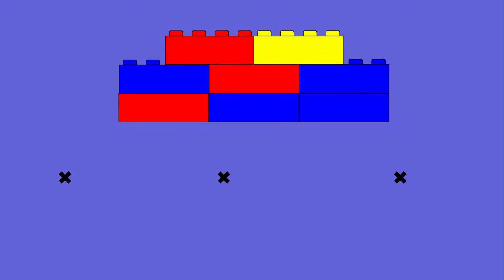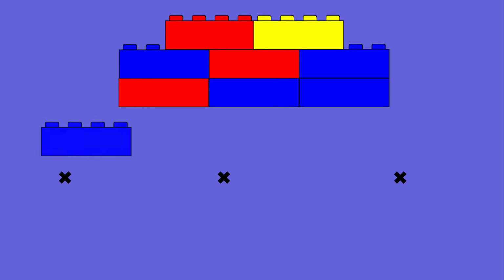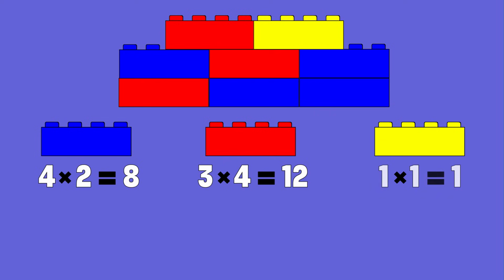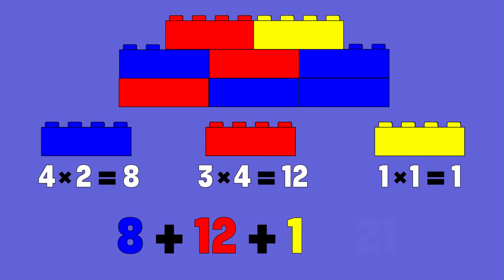Alright, so let's count up our number of each colored brick. We have 4 blue bricks, and we said each blue brick has a mass of 2 grams, so that's 8 grams of blue bricks. We have 3 red bricks, and each one has a mass of 4 grams, so that's 12 grams of red bricks, and the single yellow brick has a mass of 1 gram. We take the mass of the blue bricks, plus the mass of the red bricks, plus the mass of the yellow brick, and we find that the wall has a mass of 21 grams.